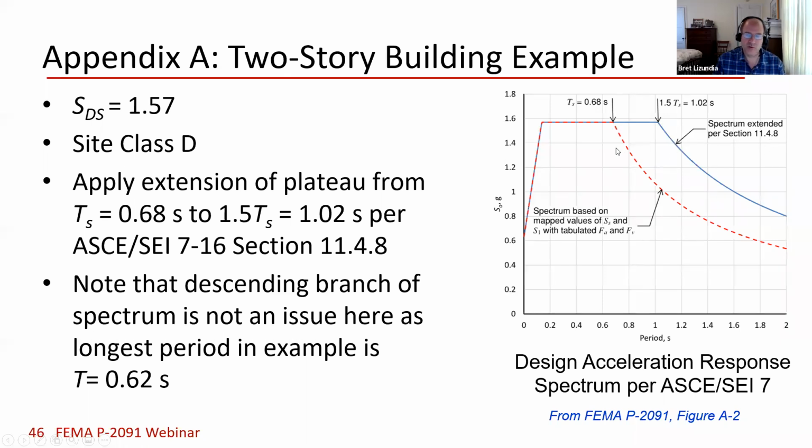The important point here, though, is that it doesn't actually matter for this building, because our longest period in any of the variations we study is still up here to the left of the extension point. We're on the plateau, a really big plateau, so it wouldn't have mattered if we extended it or not.